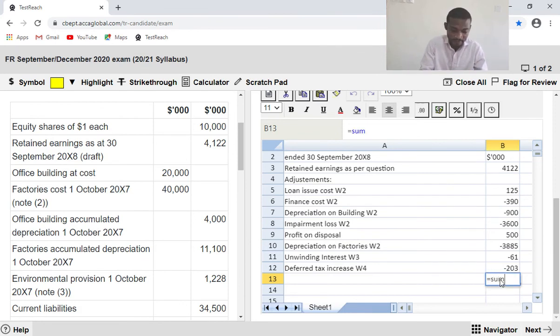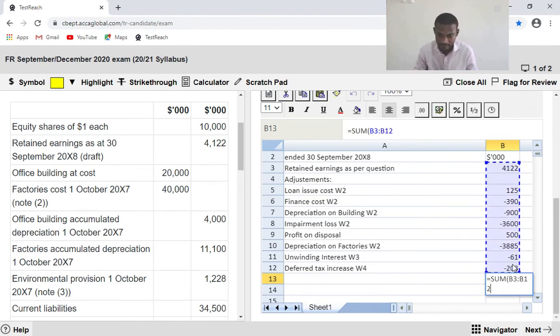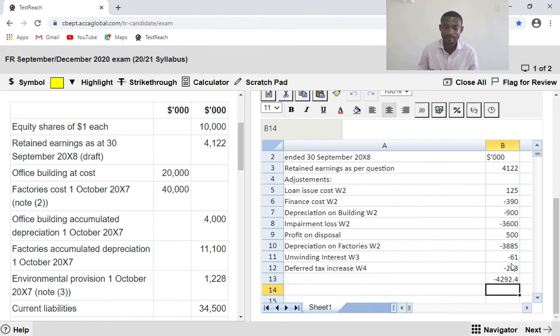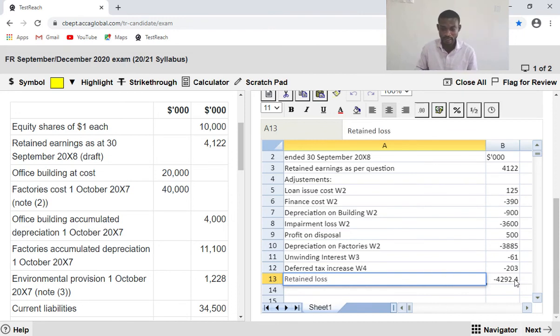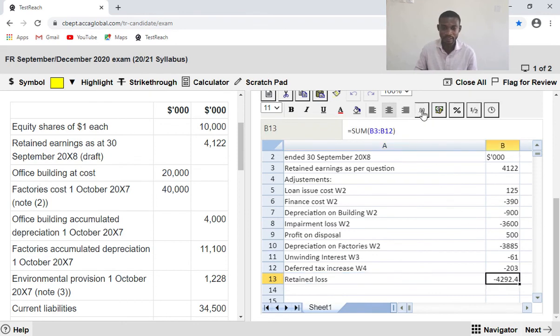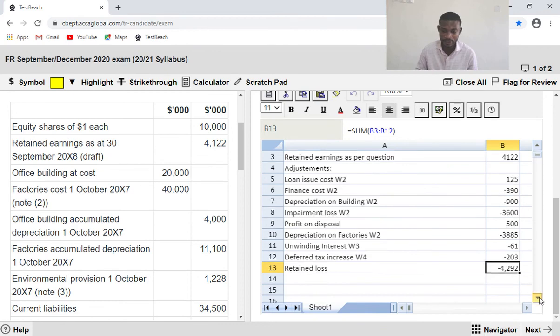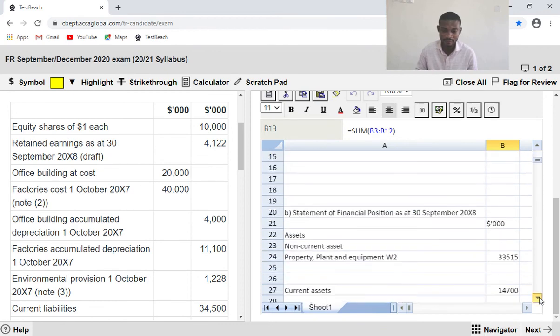I'll type sum and then open bracket, and now click on the retained earnings and drag it down to the last figure and say enter. And it means that I've made a loss. So I'll say retained loss. So here I'll just round it up to the nearest 1,000. So that is 4,292. I need to send it to the statement of financial position.